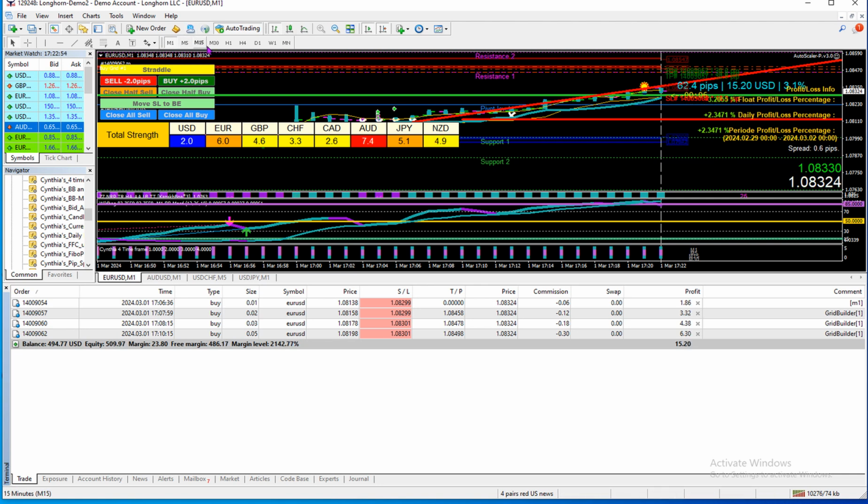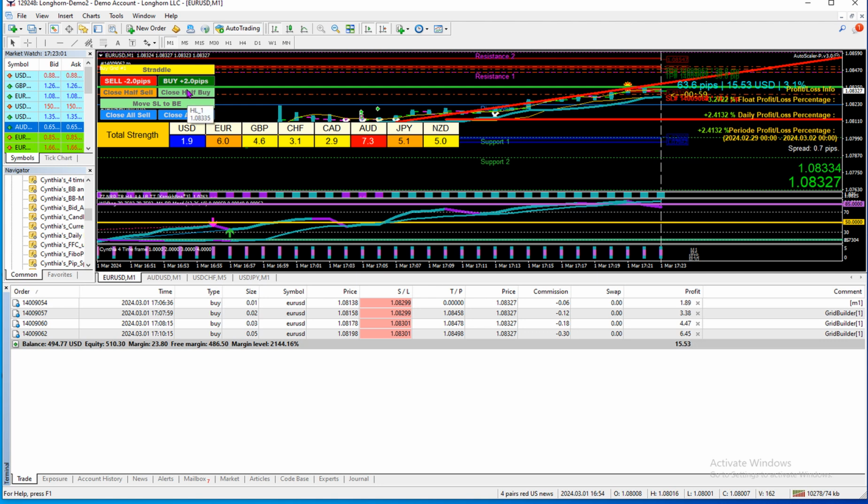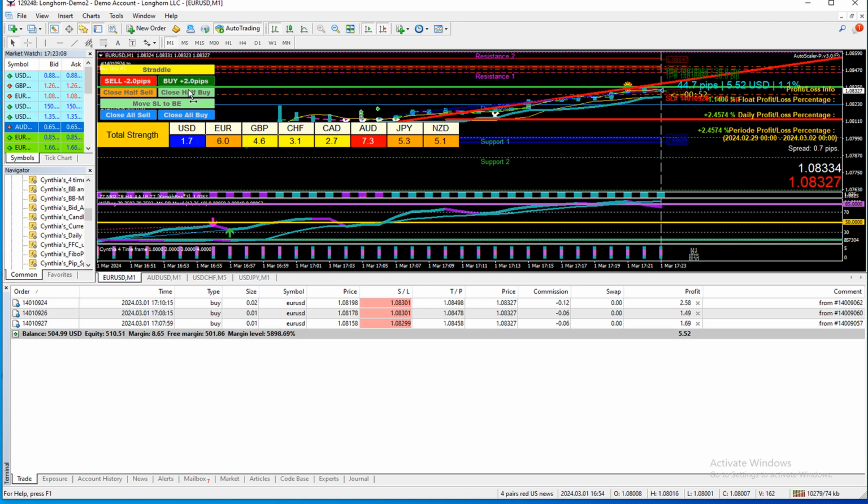So I think at this point we're 62%. I'm going to close all of the, well, let's close half of the buy euro USD. Let's see what happens. So it should close half of them and move the stop loss. Well, let's move the stop loss to better than break even. But it's very close. So we're 2 pips difference, 3 pips difference.